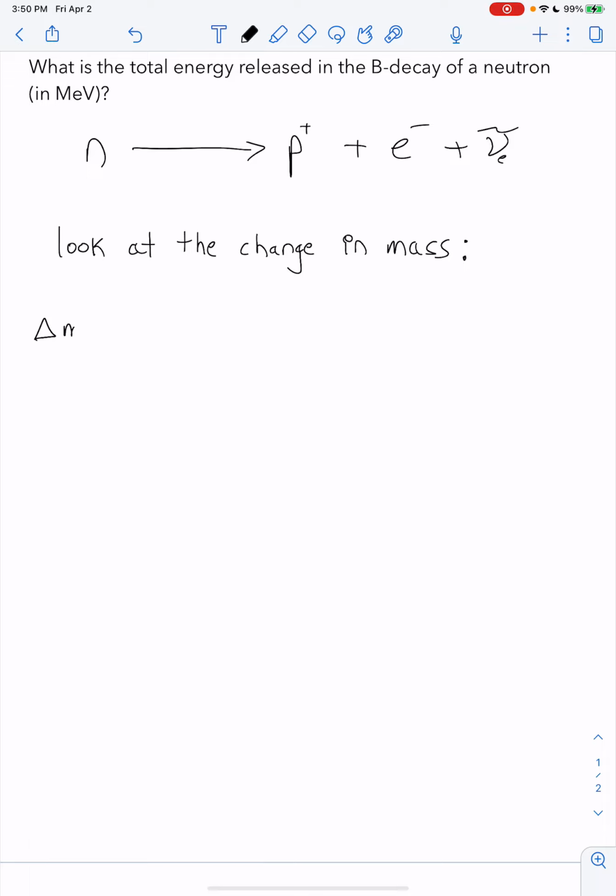So our delta M, well, we're going to have the mass of the neutron minus the mass of the proton minus the mass of the electron. Now, because we were asked to do this problem with a final answer in mega electron volts, it is convenient for us to look at mass in terms of mega electron volts per c squared. And these values can be looked up usually in a table.